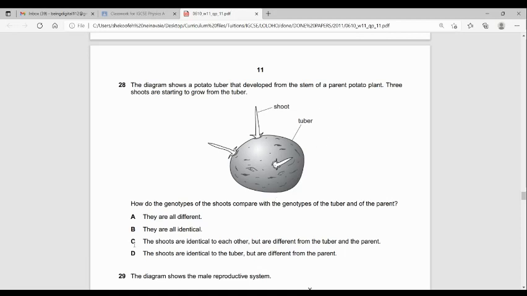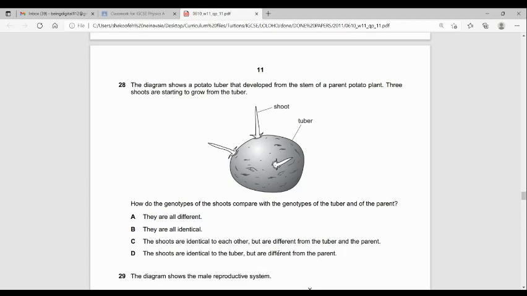So the answer should be the shoots are identical to each other. They shouldn't be different from the tuber and the parent because they are an exact true copy of the parent, because they have been developed from one parent. There are not two parents. And the shoots are identical to the tuber. Are they different from the parent? No, they are exactly the same as the parent.